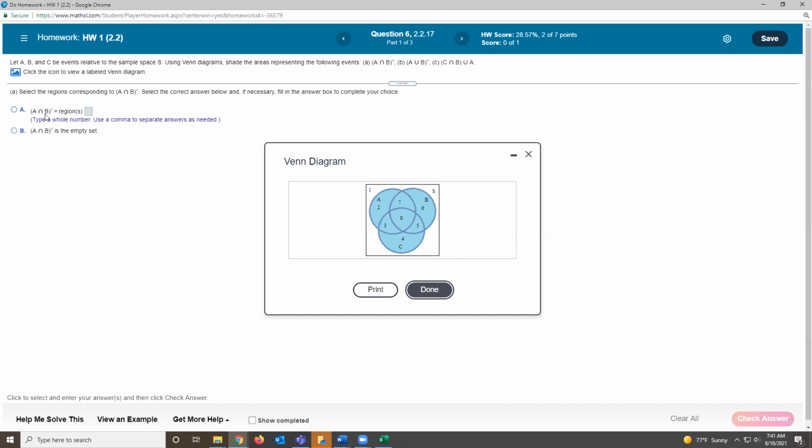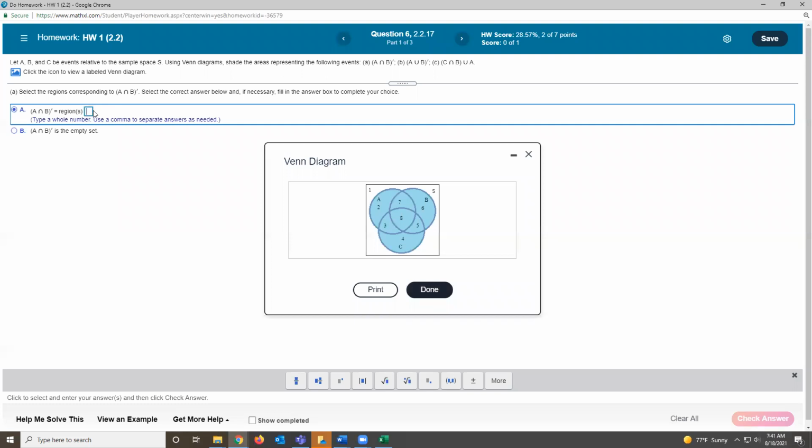So A intersection B is what's common to A and B. A consists of 2, 7, 3, 8, and B consists of 7, 6, 8, 5. So we see that 7 and 8 are common to A and B. So basically A intersection B is 7 and 8.